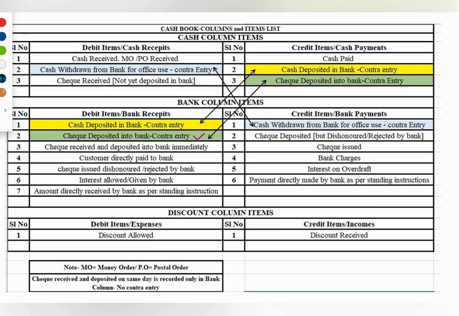You are seeing now the cash deposited into a bank. So the cash deposited into a bank: when we deposit the money in our hand into the bank, the amount in our hand is reducing.